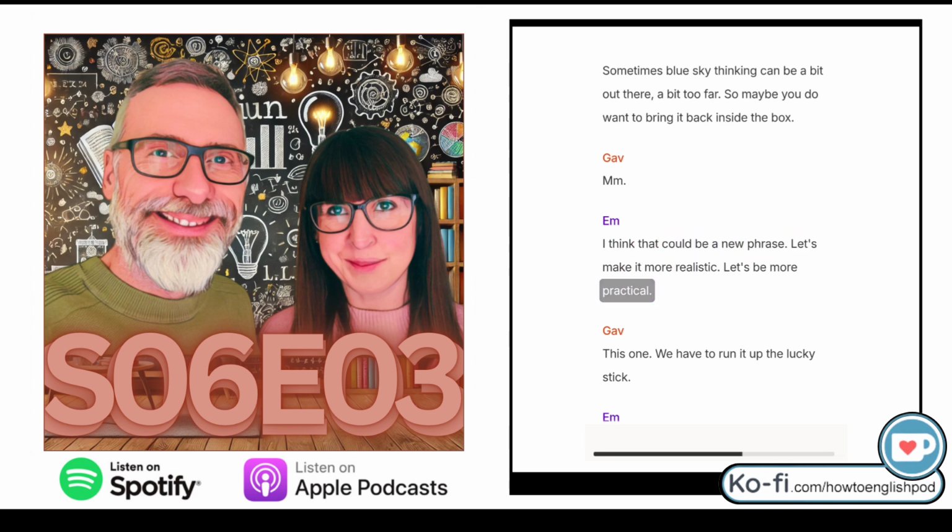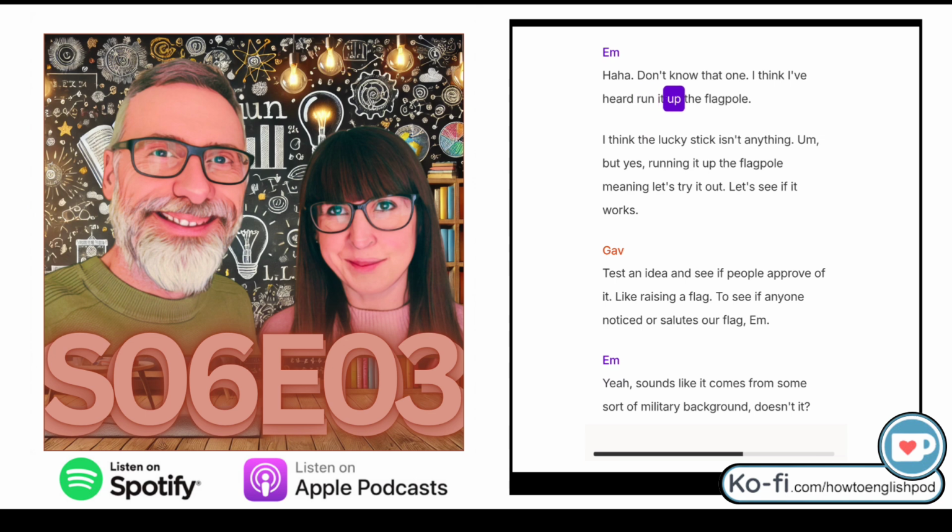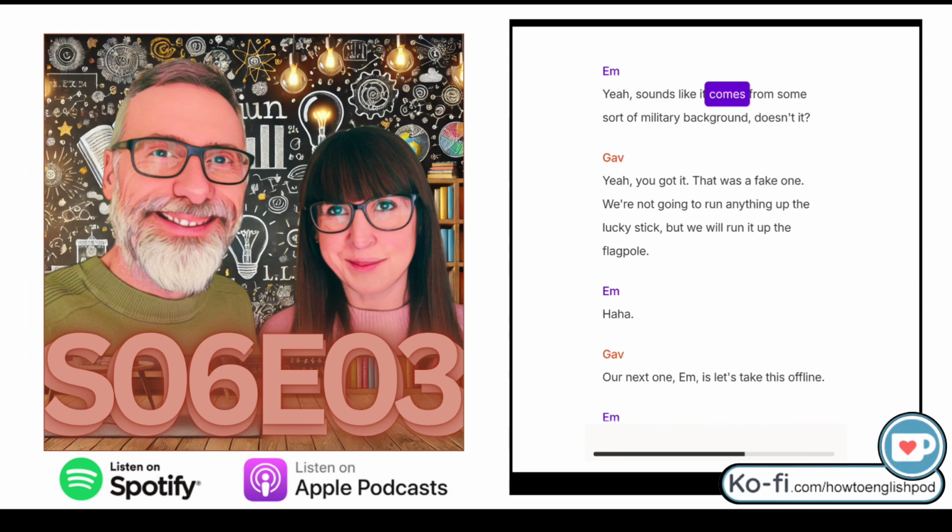Let's be more practical. This one, we have to run it up the lucky stick. Don't know that one. I think I've heard run it up the flagpole. I think the lucky stick isn't anything. But yes, running it up the flagpole meaning let's try it out. Let's see if it works. Test an idea and see if people approve of it, like raising a flag to see if anyone notices or salutes our flag. Sounds like it comes from some sort of military background, doesn't it? You got it. That was a fake one. We're not going to run anything up the lucky stick, but we will run it up the flagpole.